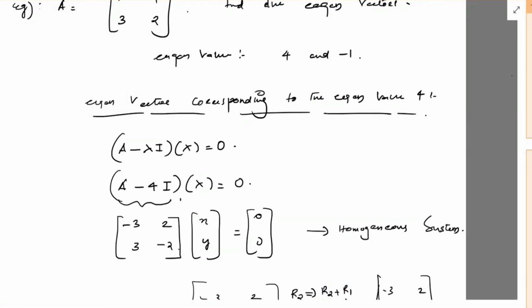Okay, we can do some more examples in the next class. We can do some 3 by 3 matrices, finding eigenvectors of 3 by 3 matrices. This one is a 2 by 2 matrix.